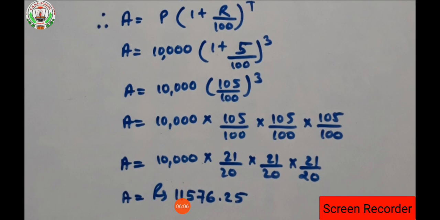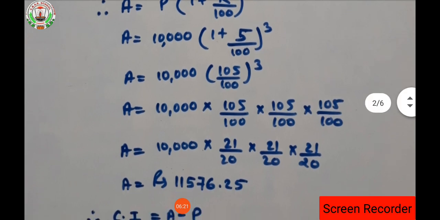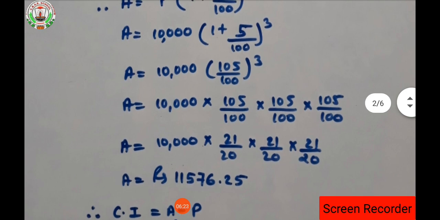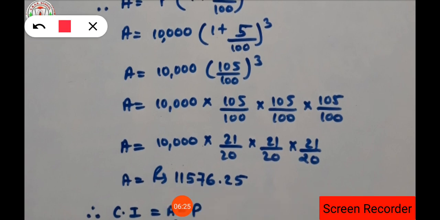Then what do we have to do? 1 will be cross multiplied with this 100, so 1 into 100 will be 100, and 100 plus 5 will be 105 upon 100. So (105 upon 100) whole to the power 3 is there. As 3 is there, that means how many times will this 105 upon 100 be written?